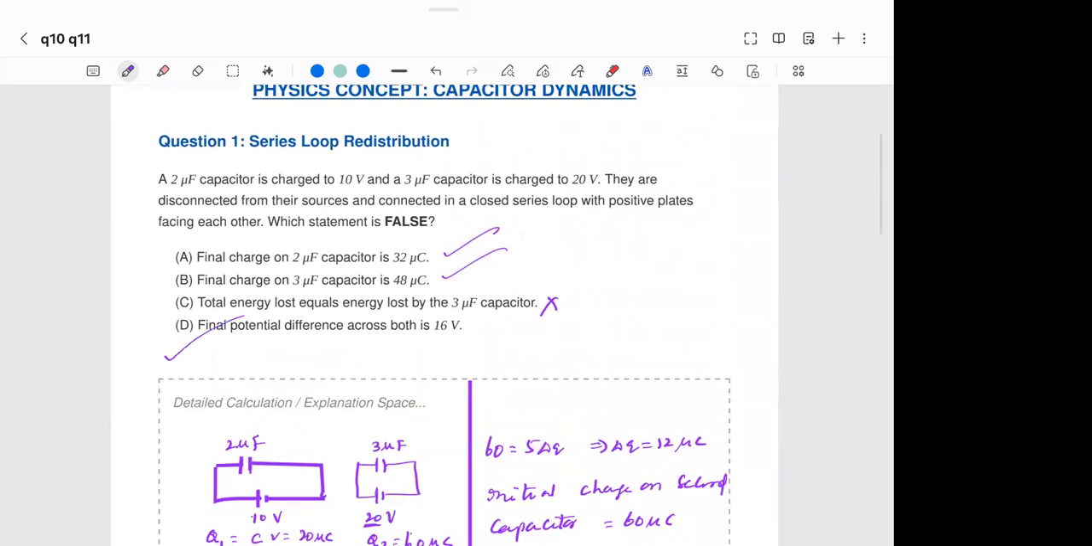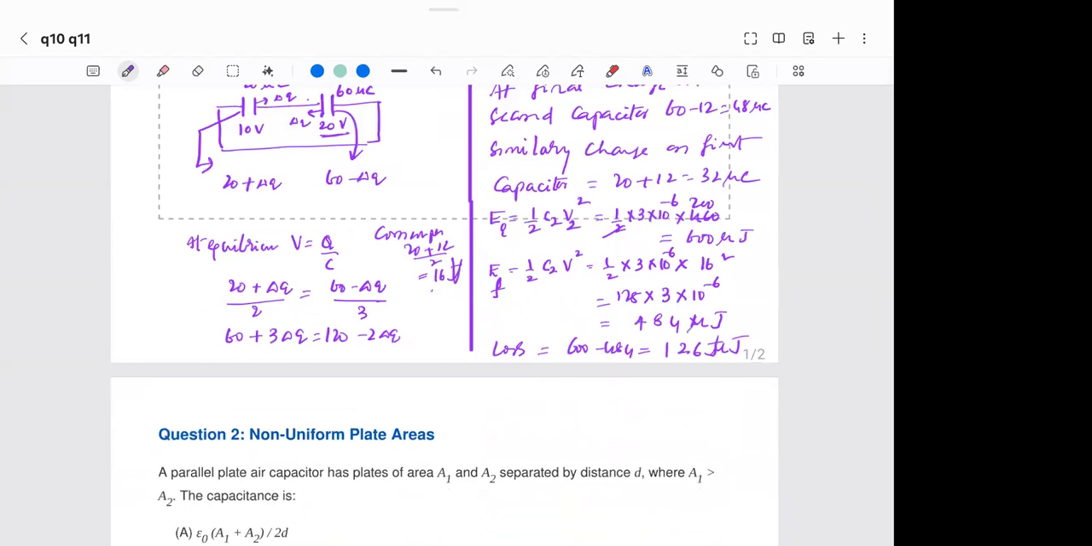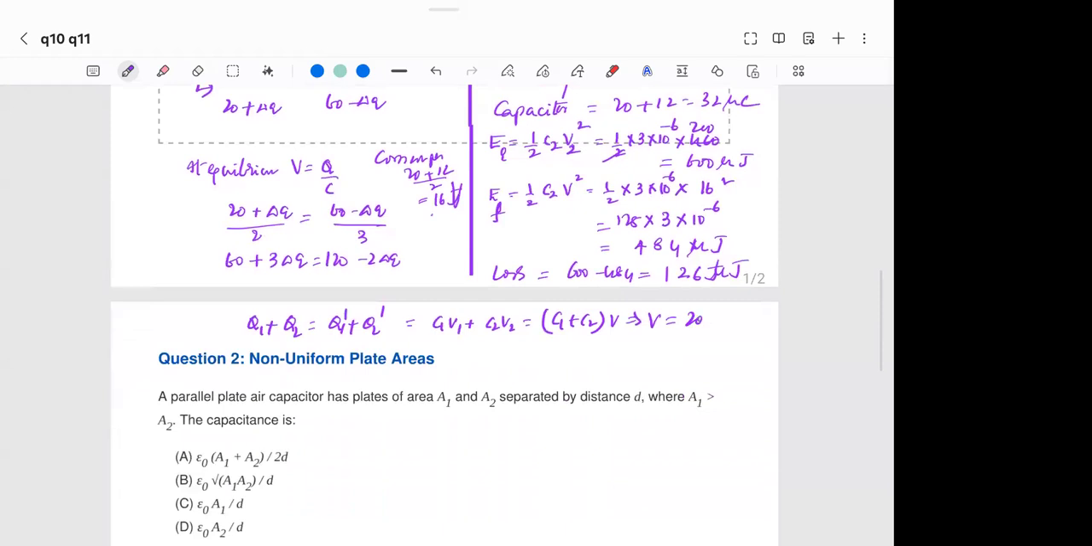So the potential difference is 16 volts, right? This problem can also be done in another way to find common potential. When they reach common potential, charge is conserved. Q1 plus Q2 is equal to Q1 dash plus Q2 dash. C1 V1 plus C2 V2 will be C1 plus C2 of V. So V will be 20 plus 60 by 2 plus 3, 80 by 5, 16 volts.